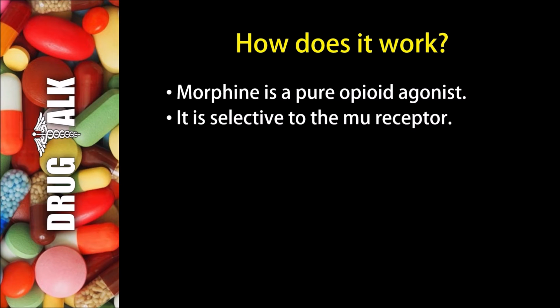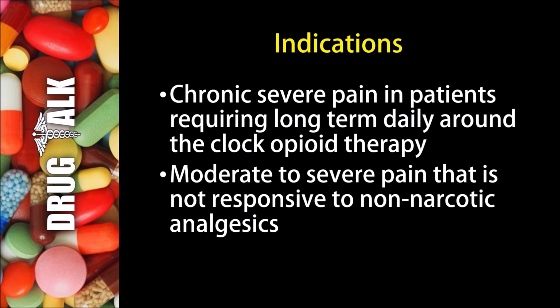Well, first of all, morphine is a pure opioid agonist, and it is selective for the mu opioid receptor. So in terms of indications, or reasons we would prescribe morphine to a patient, we typically see this medication used in chronic severe pain in patients requiring long-term, daily, around-the-clock opioid therapy, and it's also seen in moderate to severe pain that is not responsive to non-narcotic analgesics.